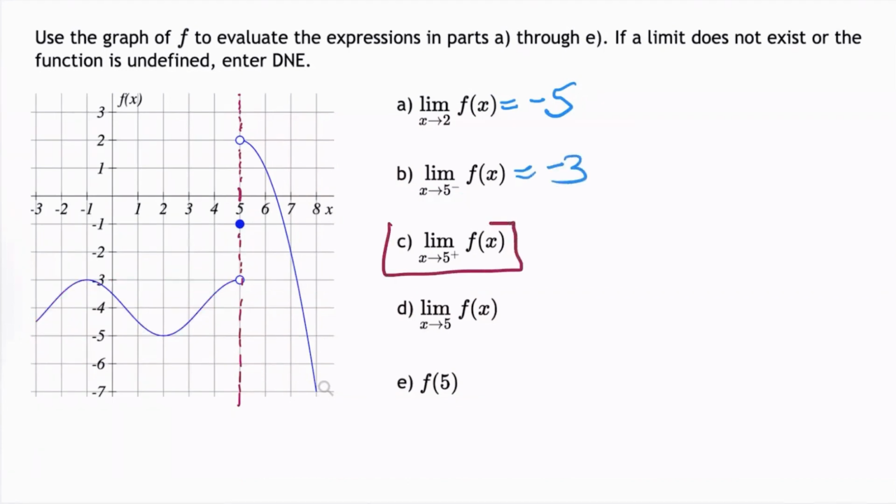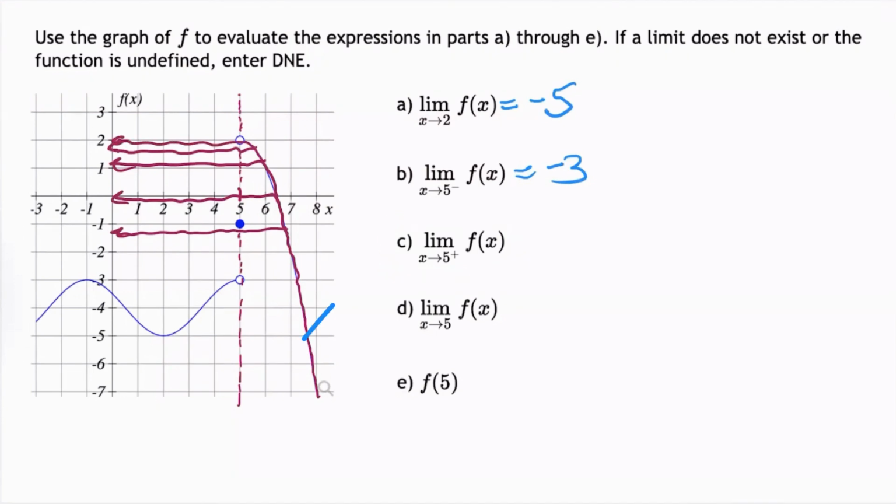In part C, we need to find the one-sided limit as x approaches 5 from the right of f of x. So we hop on the right side of the graph and trace along the curve as we approach x equals 5 from the right. And along the way, we note the values that y is approaching. And as we get closer and closer to x equals 5 from the right, y gets closer and closer to 2. So the limit as x approaches 5 from the right of f of x is equal to 2.